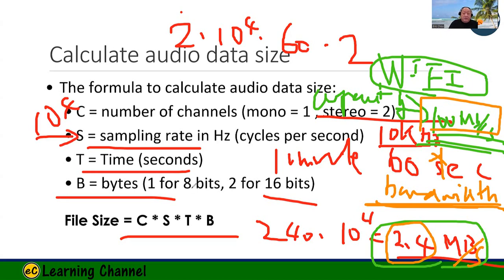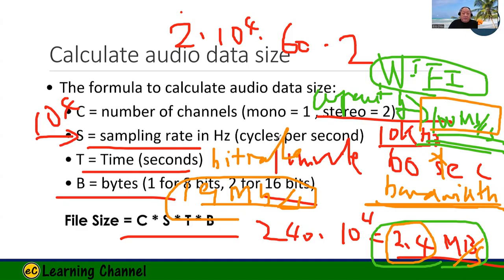That would be somewhere around maybe 19 megabit per second. That's your bit rate. That means in 1 second you need to transmit 19 megabit. So 19 megabit is smaller than 100 megabit per second. So this audio is okay to be transmitted over Wi-Fi. Is that okay?